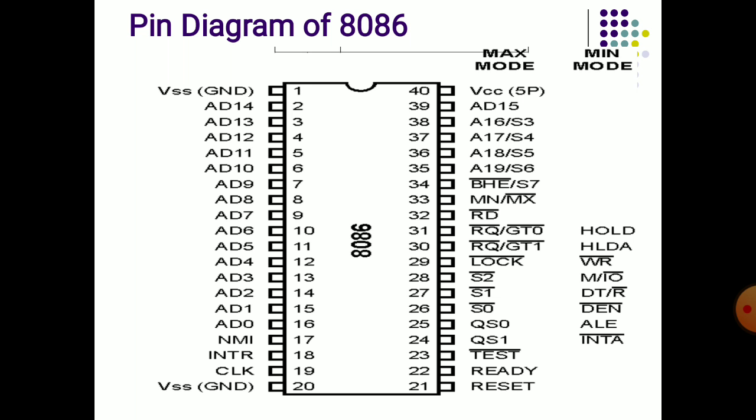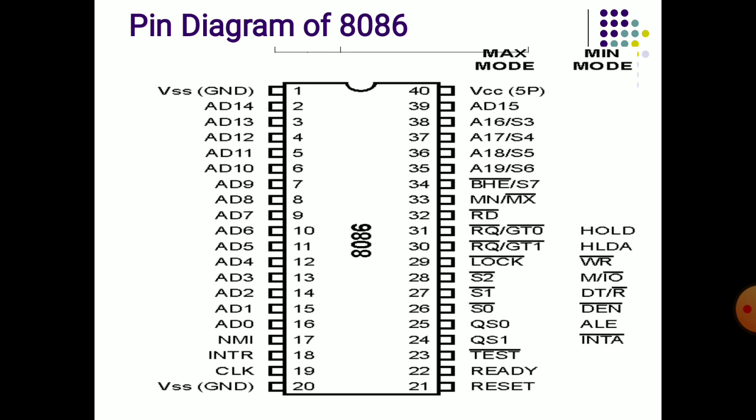If it is single processor support, INTA bar to HOLD. If it is multiprocessor support, it is QS1 to RQ bar/GT0 bar. So only these 8 pins change. All the remaining pins are common when the 8086 operates in either single processor or multiprocessor support, that is, minimum mode or maximum mode. Now let us see one by one.